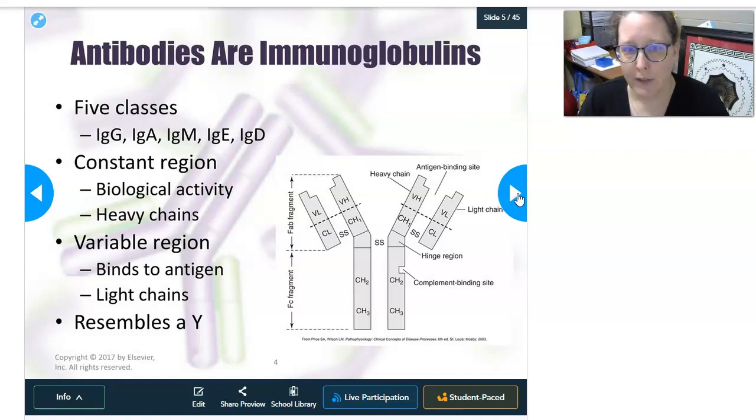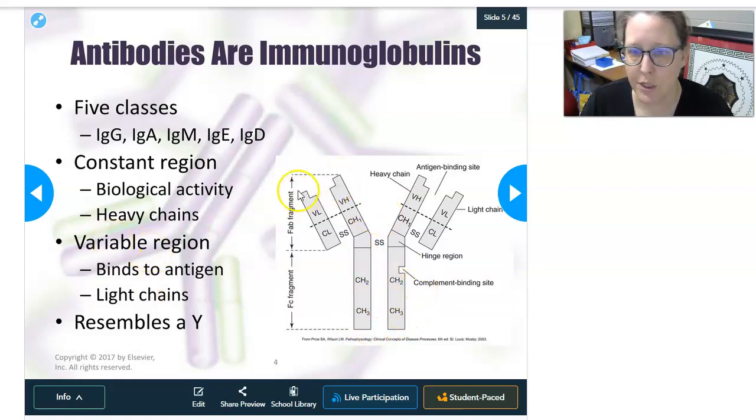They all have a constant region, and it does have some biological activity, and it's the heavy chains of the molecule. So it's right here, it's the C part, C heavy, and a heavy chain. This end can bind to white cells and stuff like that. That's why it does have biological activity.